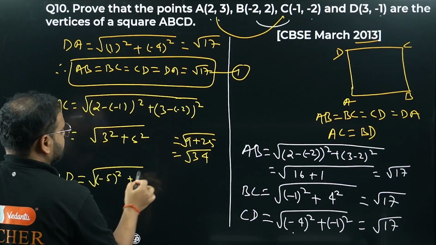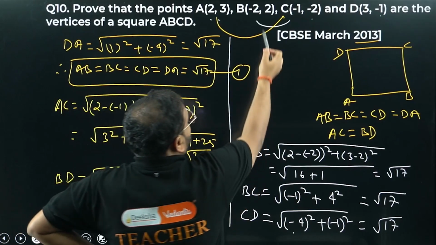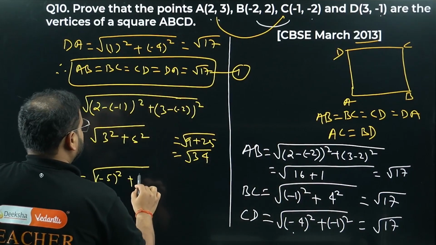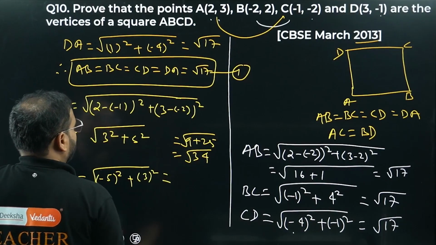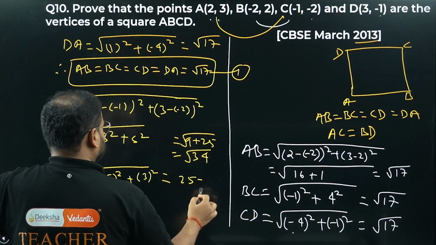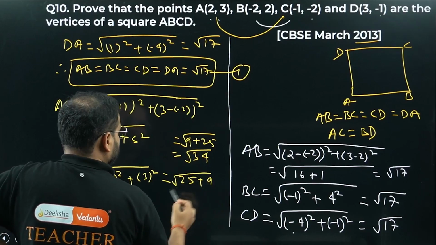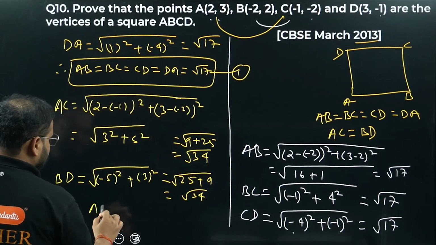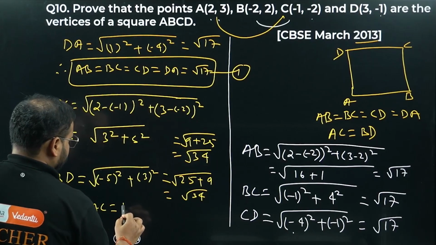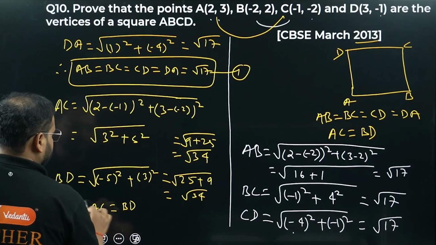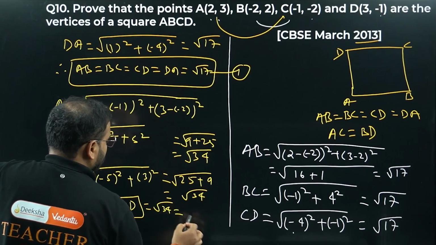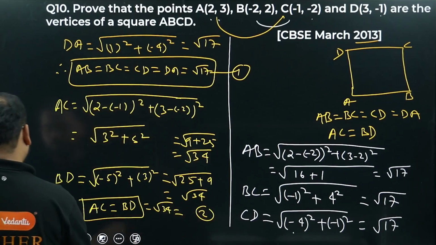The square plus 2 minus minus 1. So 3, right? For BD, 2 minus 1 will be 3 square. I'm getting again what? 25 plus 9. So 34. What I'm getting? I'm getting AC equals to BD, and it's both equal to root 34, equals to equation or condition number 2.